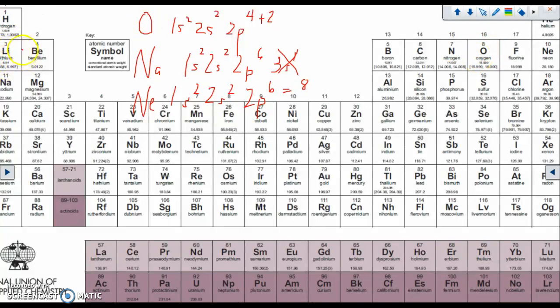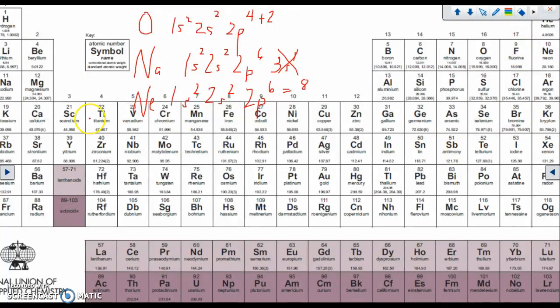Lithium, on the other hand, wants to lose an electron. So it should be obvious to everyone that the ionization energy for lithium is going to be way, way, way lower than the ionization energy for oxygen. Okay? So again, in a row or a period, whichever one is to the left is going to have a lower ionization energy. Whichever one is to the right is going to have the highest ionization energy. Okay?